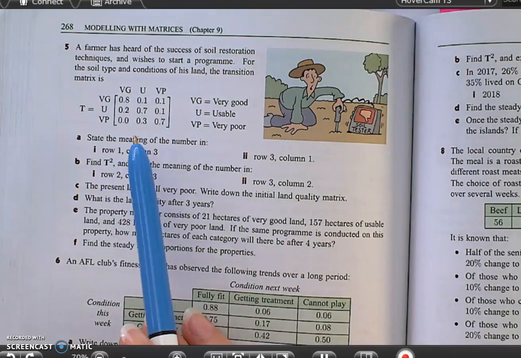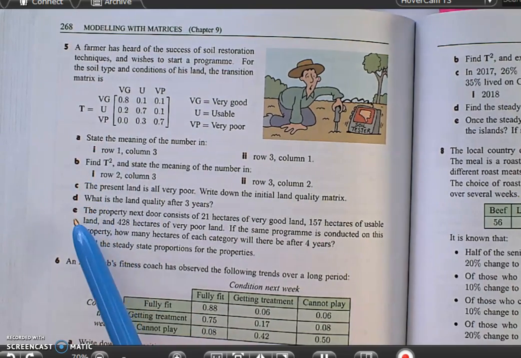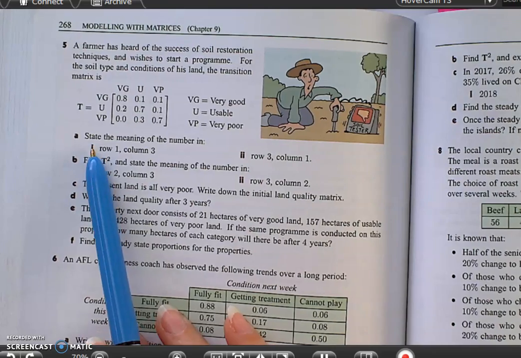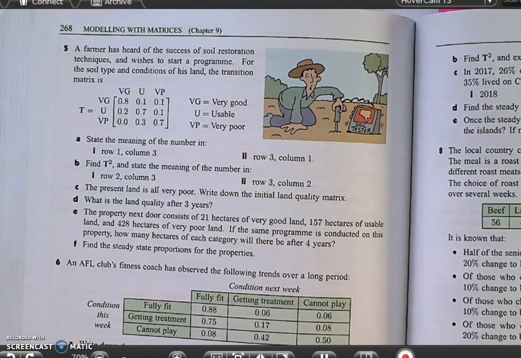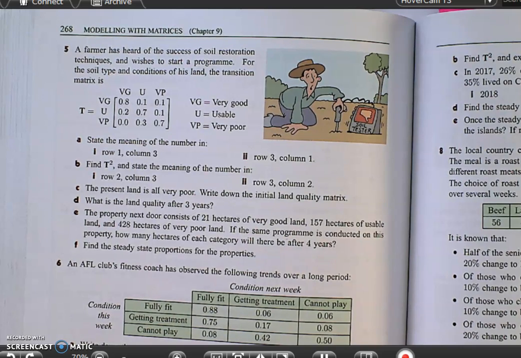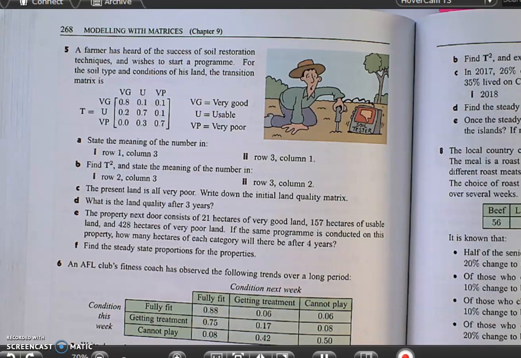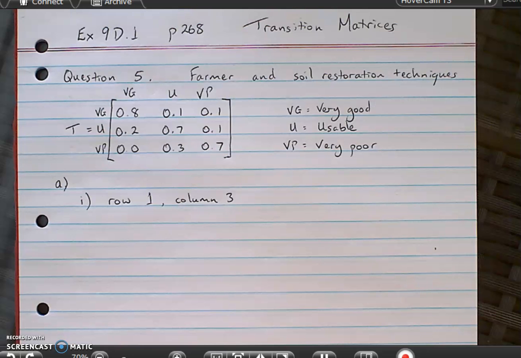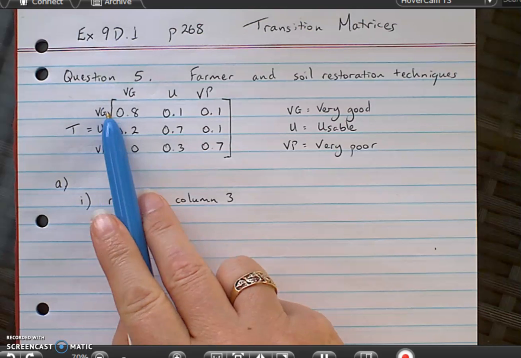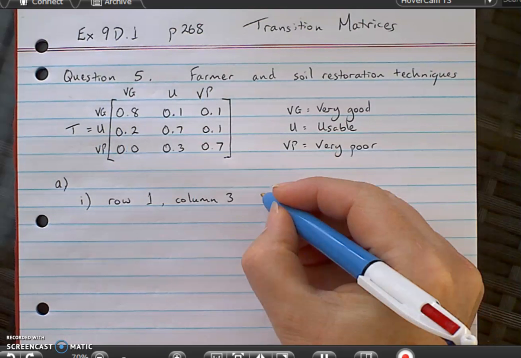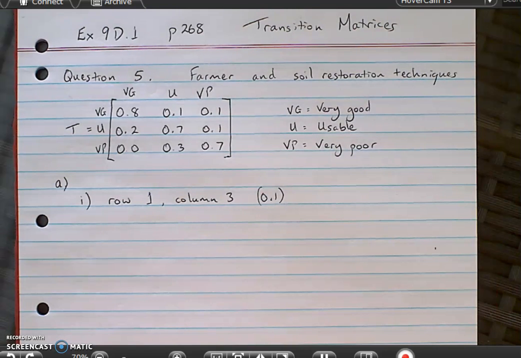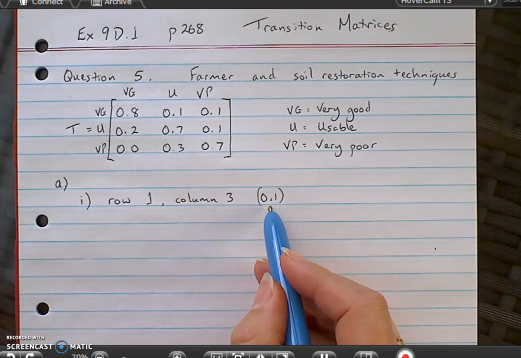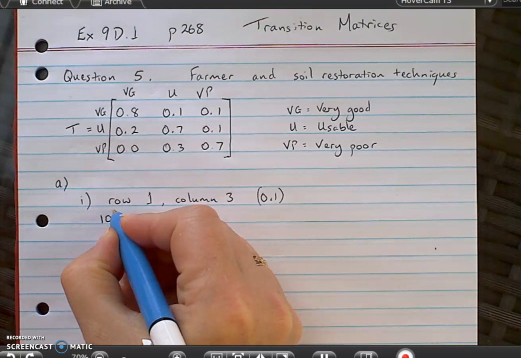So what we're going to work through is A, B, C, D, E and F, and hopefully this will make much more sense, and you can repeat this process on the test on Thursday. So we'll start with: state the meaning of the number in row 1, column 3. Alrighty, so row 1, column 3, we're looking at 0.1. What you need to do is make sure you point out what the number is and then tell me what it is in a percentage.